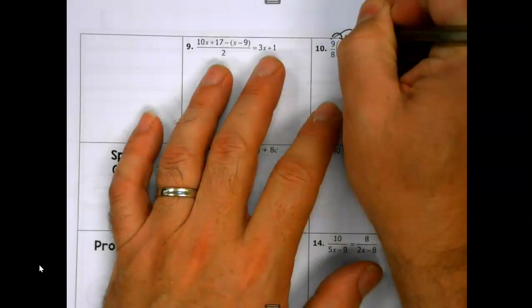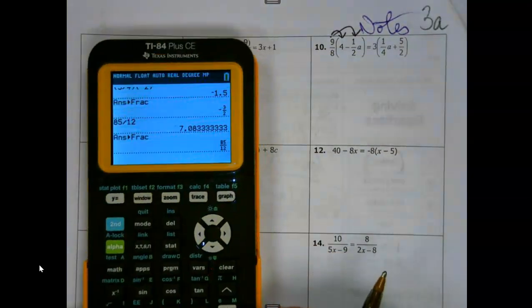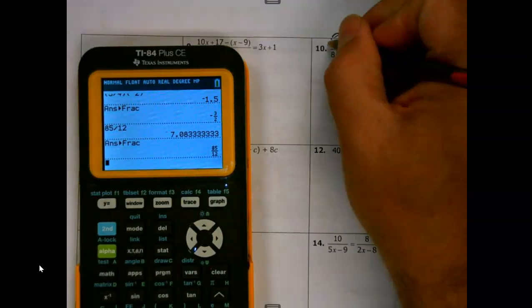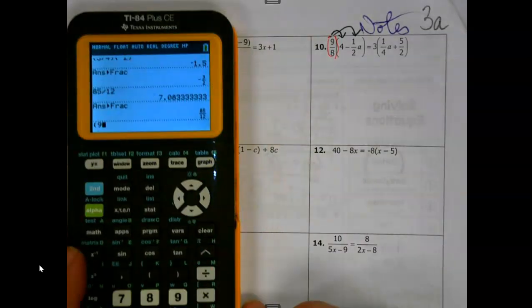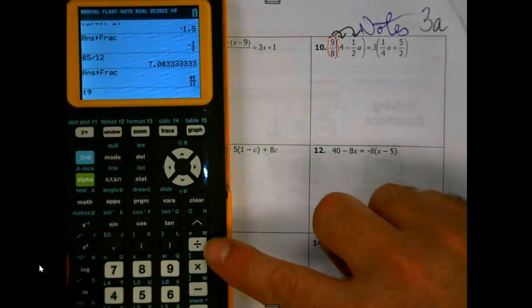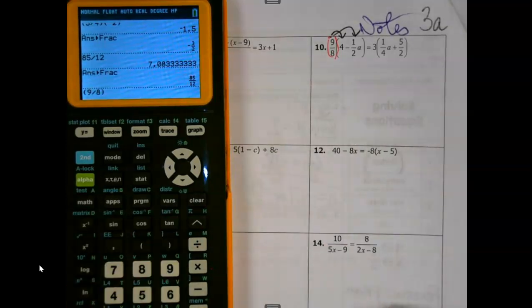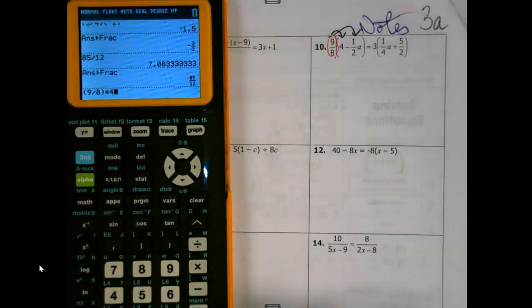From yesterday, we discussed that if there's parentheses, we always need to do that first. So, quick reminder on fractions with these calculators. If you're going to do fractions, all we're going to do is put them in parentheses, and we're just going to use the divide button. I don't have a fraction button here. So 9/8 times 4. That's my first one.